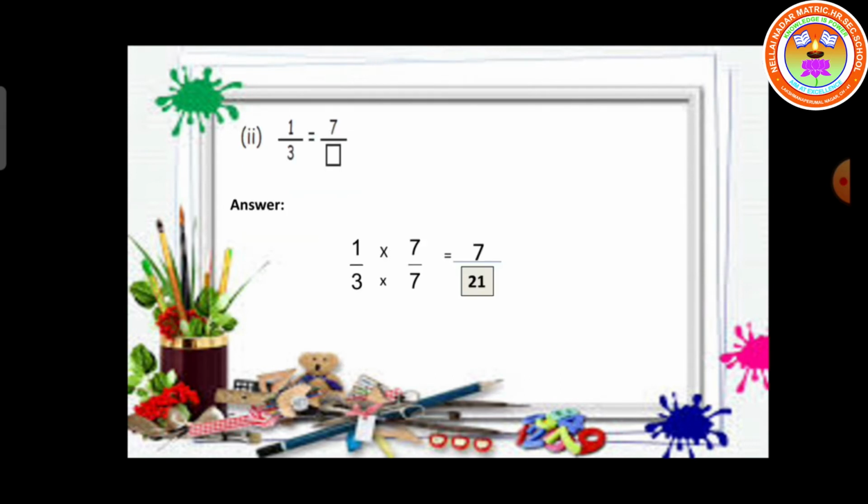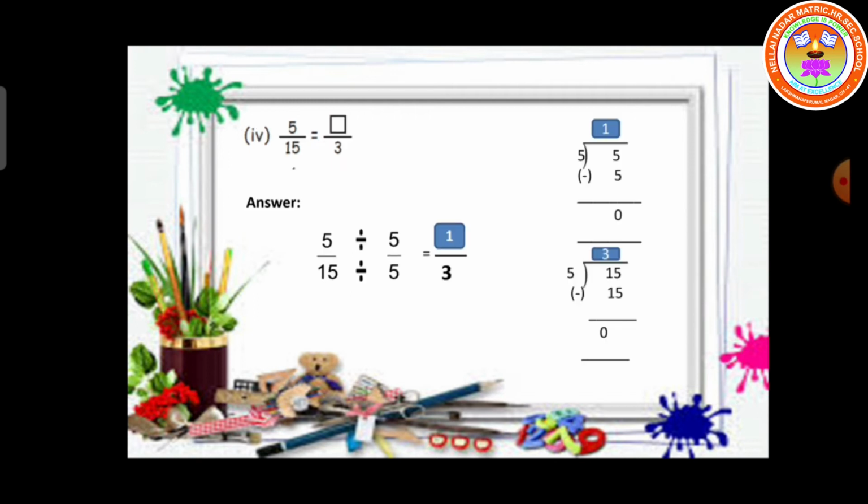Next, 1 by 3 is equal to blank by 7. We have to find the denominator. See the answer, 1 by 3 into the equivalent fraction is equal to 7. Then what is multiplied with 1 to get 7? As we know, any number multiplied with 1 gives the same number. So 7 multiplied with 1 gives 7. That same 7 has to multiply with 3. So 3 sevens are 21. Answer is 7 by 21. Next, 5 by 15 is equal to, one blank box, in the denominator 3.